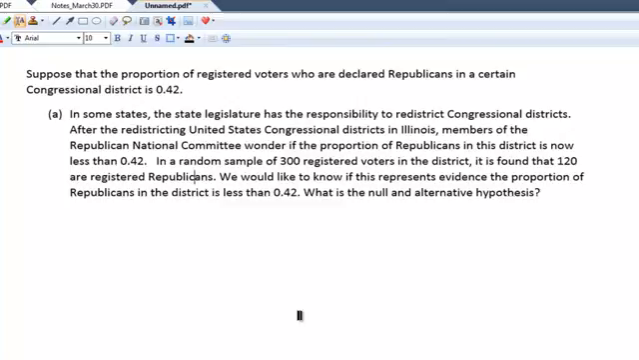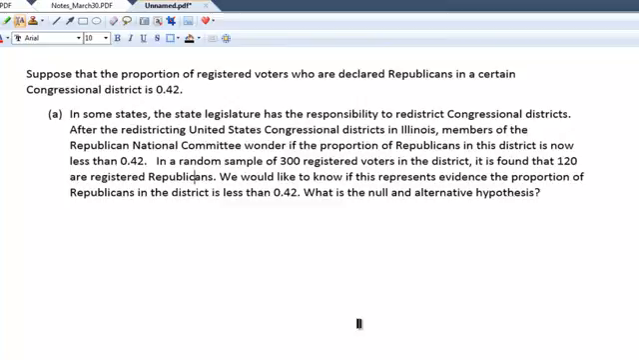To determine that, the RNC sampled 300 registered voters in the district and found 120 are registered Republicans. The RNC would like to know if this represents evidence the proportion of Republicans in the district is less than 0.42.